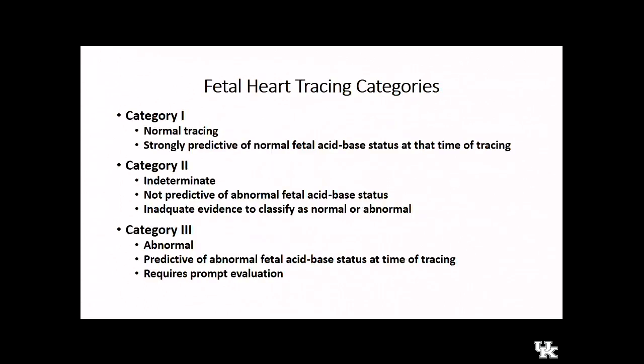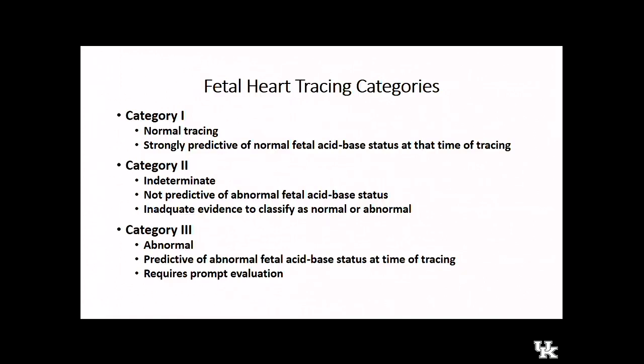And then finally, looking at all those different decelerations and variability, putting all that together, you then categorize your tracing into one of three categories. So category 1 tracing, that's what you want. So normal heart rate tracing, strongly predictive that this is a normal baby with normal acid-base status.